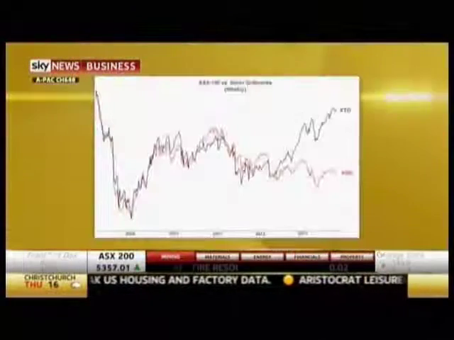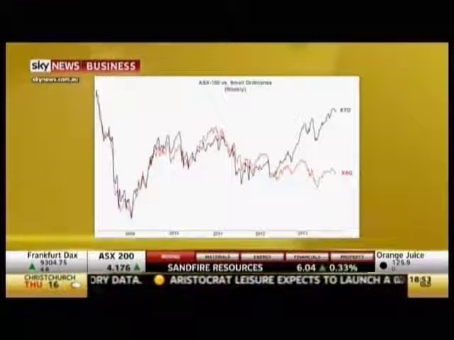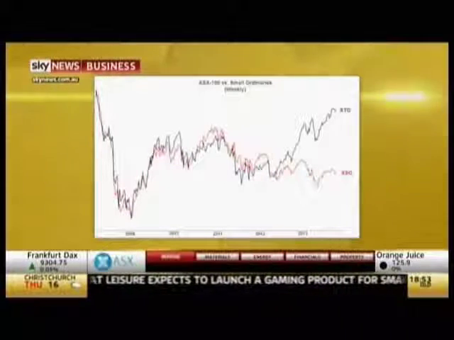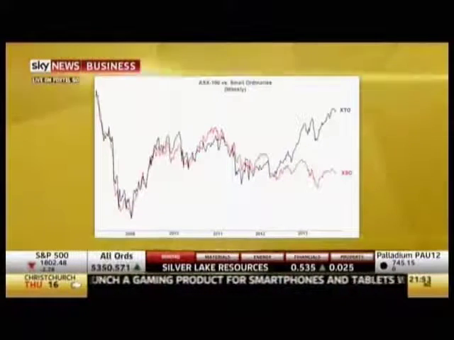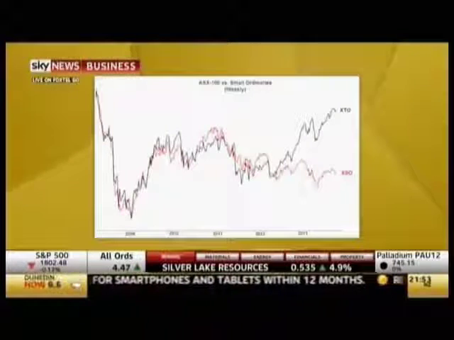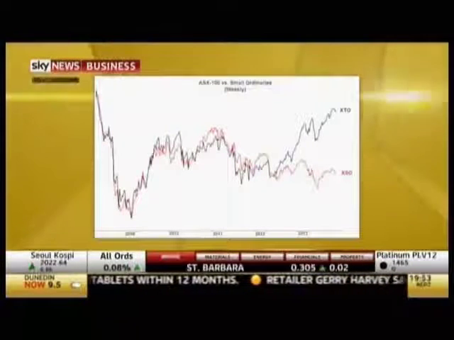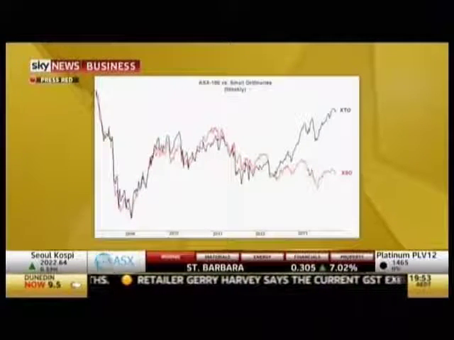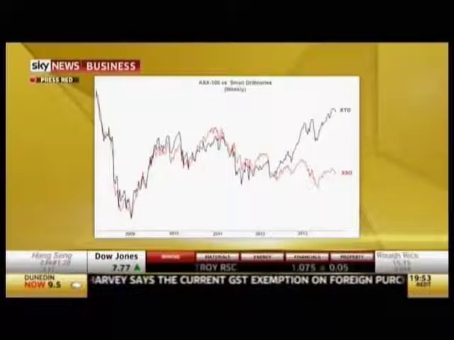Yep, sure. Okay, so you've got two colours there. The red one, what does it show? The red one is the small ordinaries, and I've stripped dividends out. And the black one at the top there is the ASX 100. Again, I've stripped the dividends out of this. Big versus small.